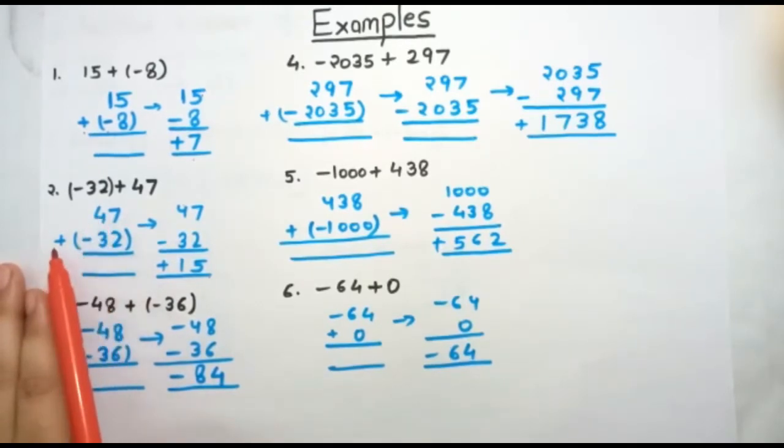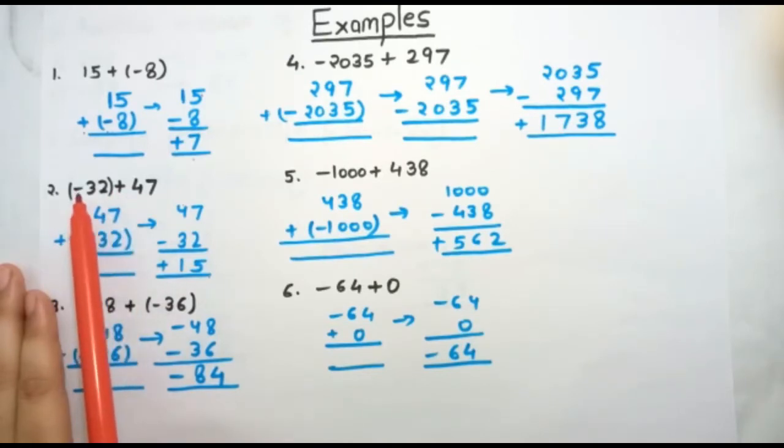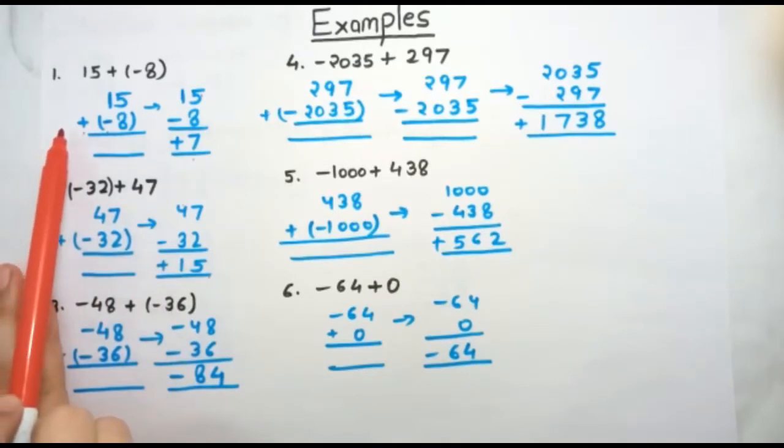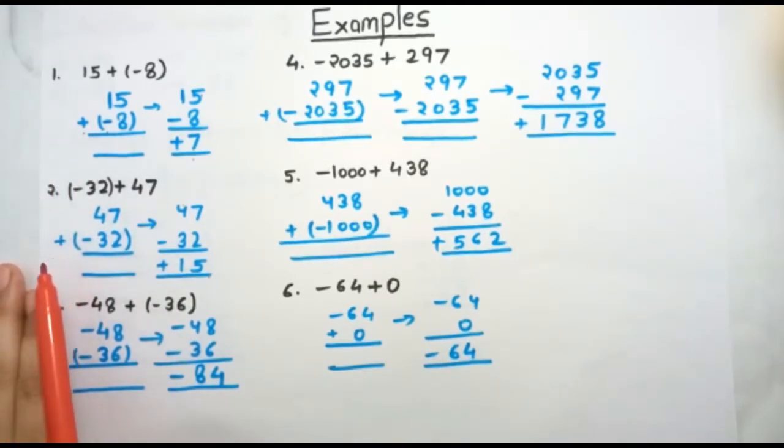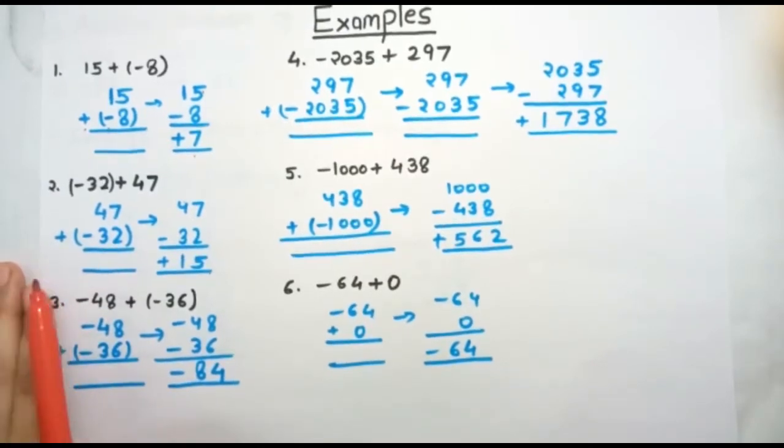So 47 plus minus 32. The plus is this plus and the minus is the minus of 32. So plus and minus would be minus, same as in this case. These operations are coming from the basic rules that I have taught in the video. Please go and watch that video.